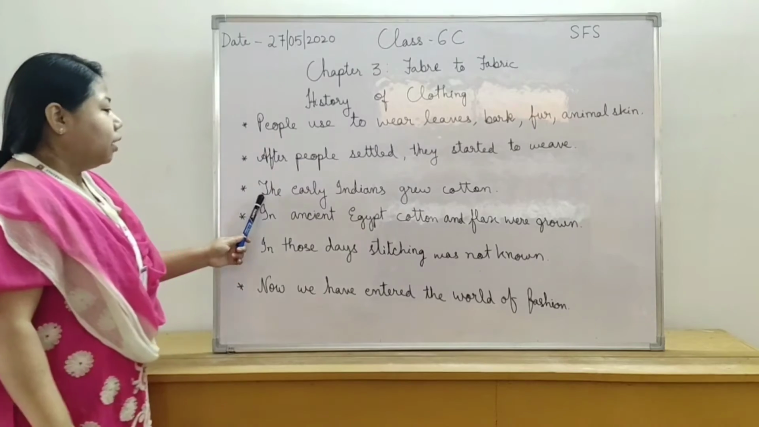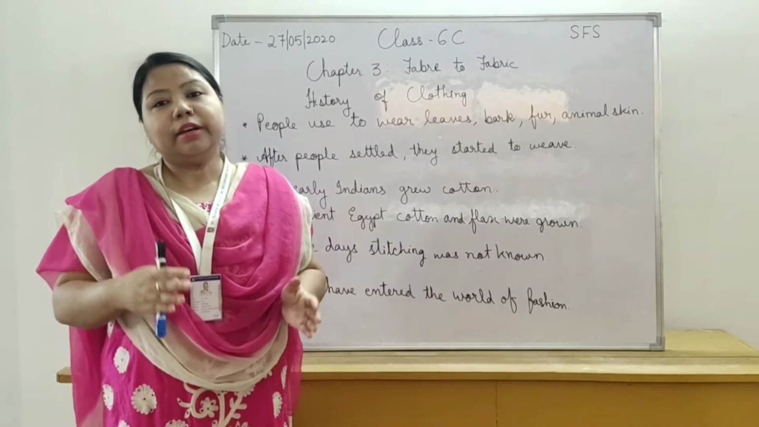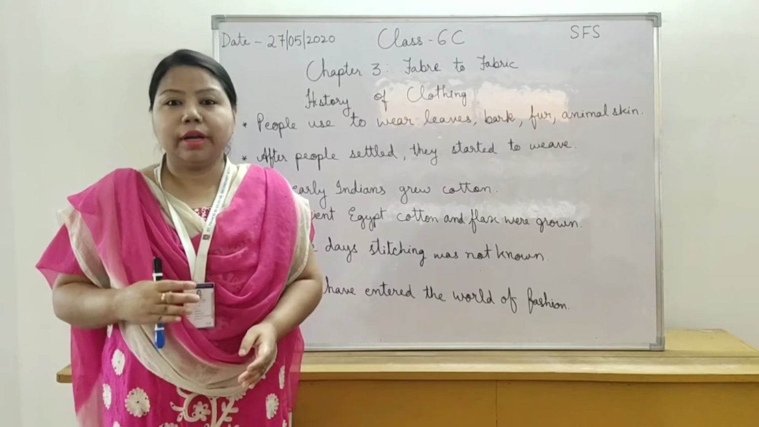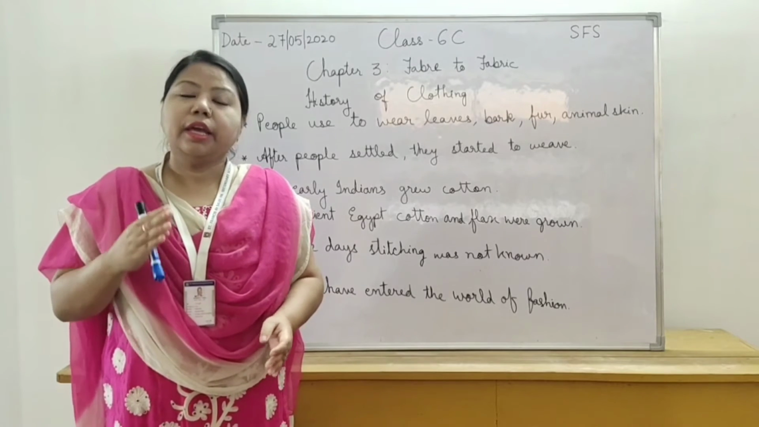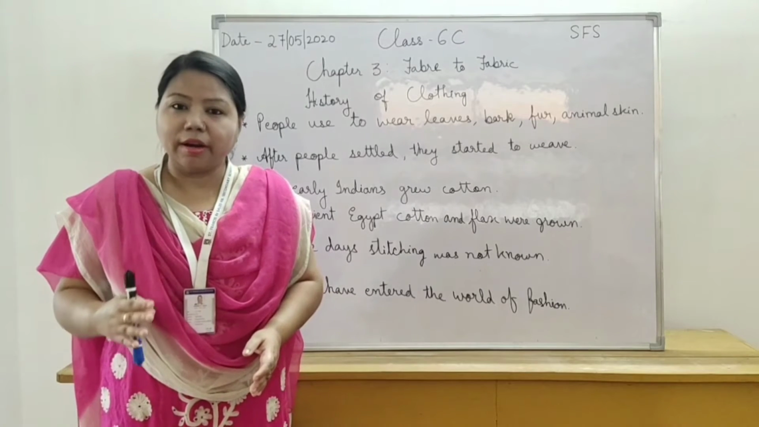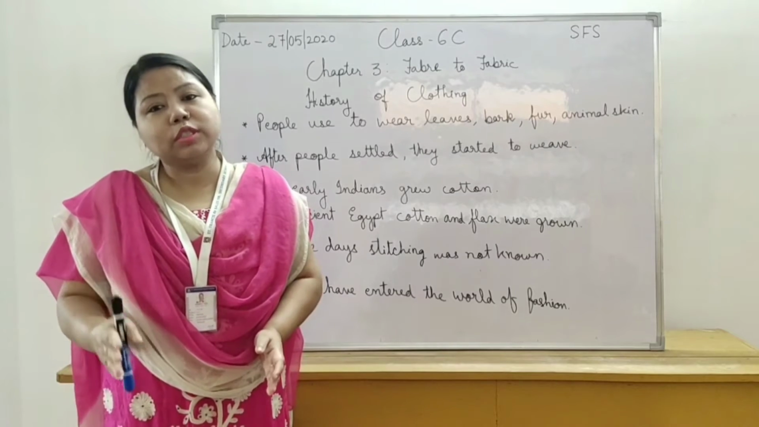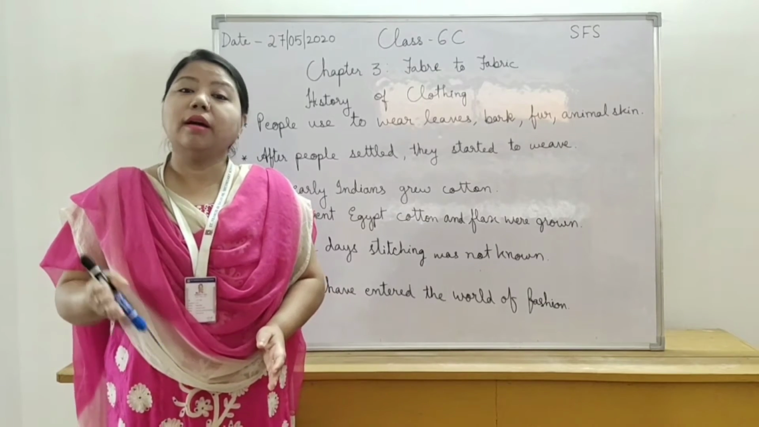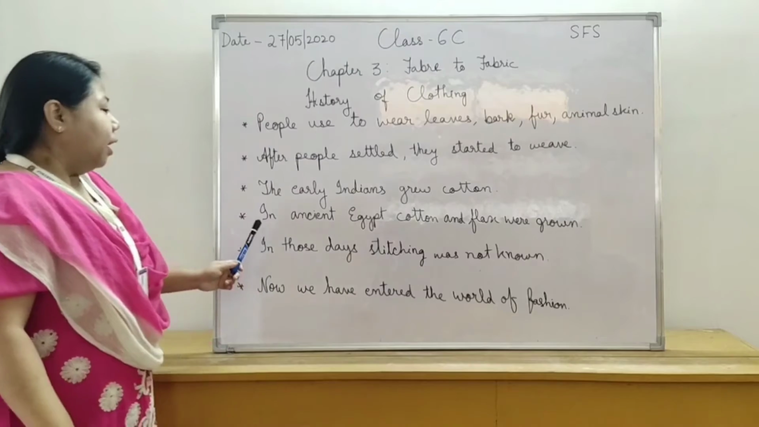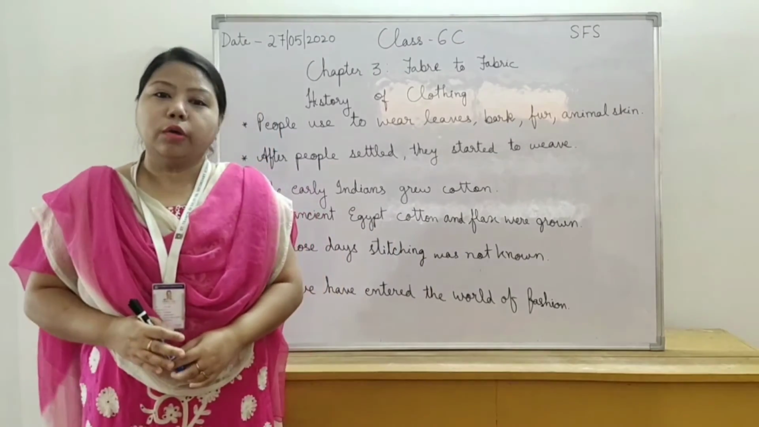Then the early Indians grew cotton near the regions of the river Ganga, and they used the cotton fibers to make cotton yarn and converted the yarns into fabrics. Those fabrics were worn by the early Indians. In ancient Egypt, both cotton and flax were grown.